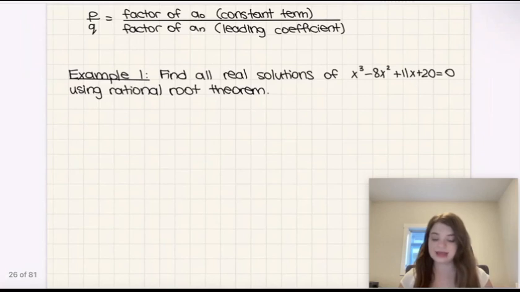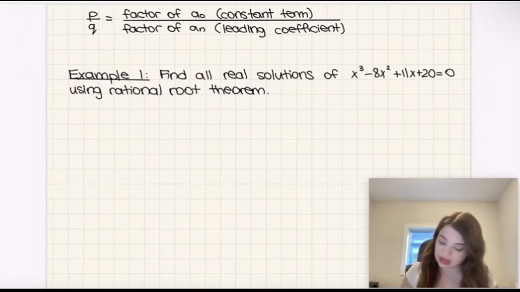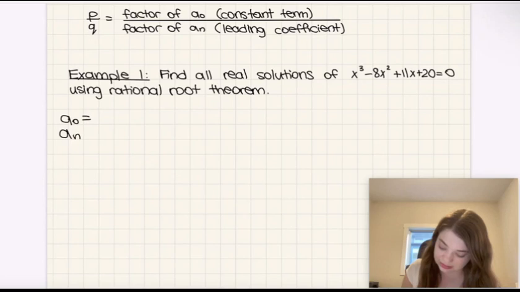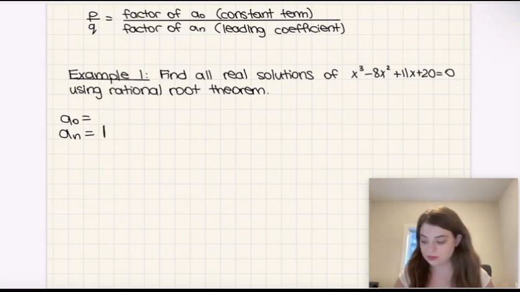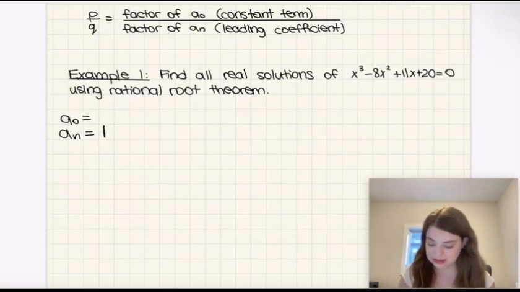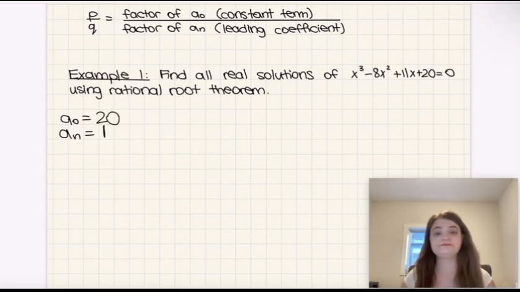My next step is I need to find out what is the constant term, what is a naught in this situation, and also what is a n in this situation. And then I need to figure out what are all the factors of both of those things. So our leading coefficient in this case is just 1, because we just have 1x cubed right here. And then my constant term is at the end, it's 20. So 20 is my a naught term.